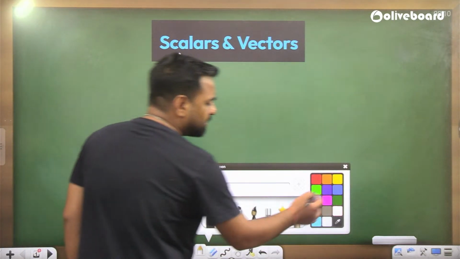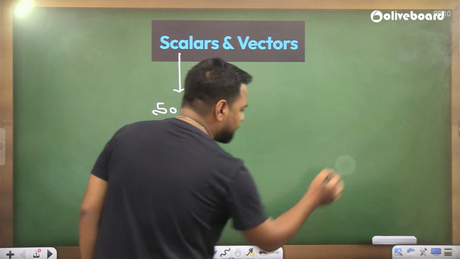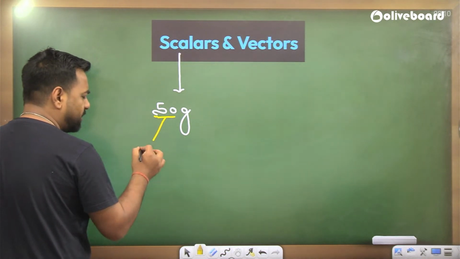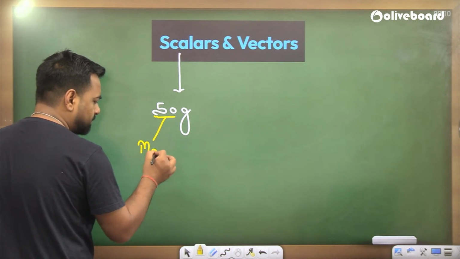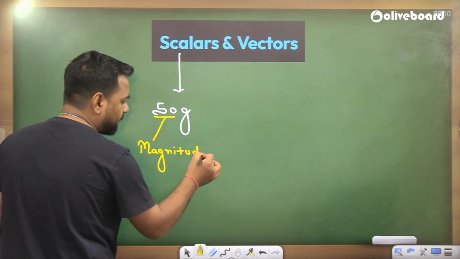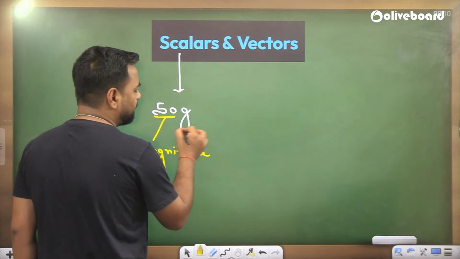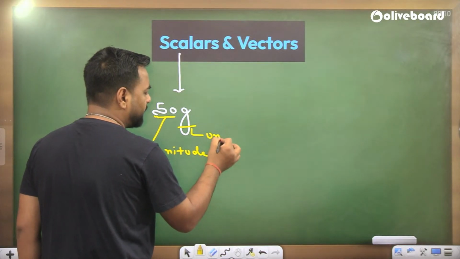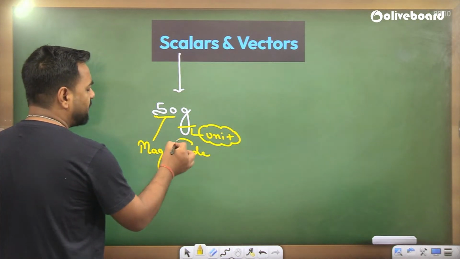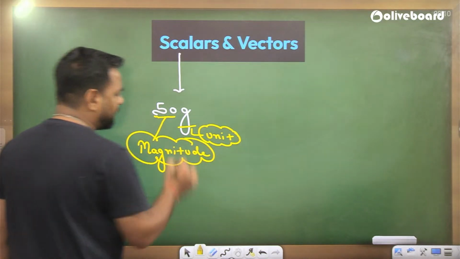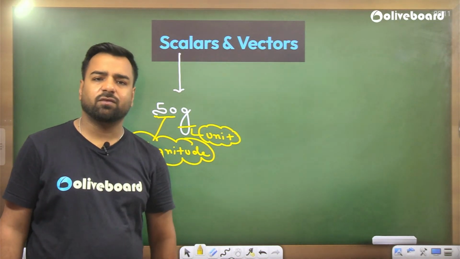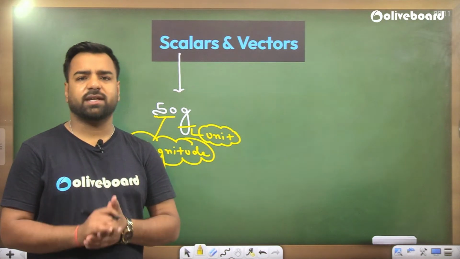Now if I'm writing 50 grams, what does it mean basically? This 50 actually represents the magnitude, and gram is basically the unit. So for the measurement, we need two parameters. One is the magnitude, another one is the unit. But guys, in this case, there is no direction involved. There is no such direction.